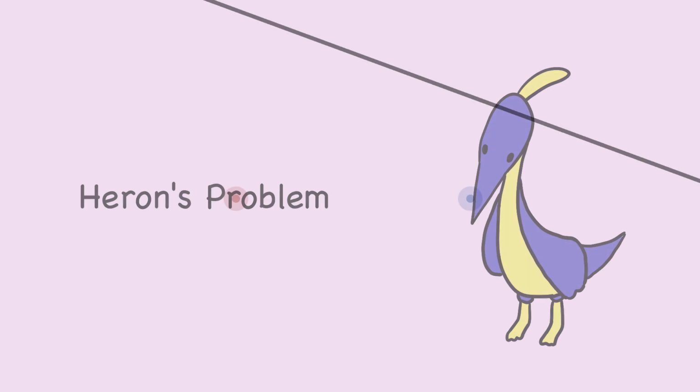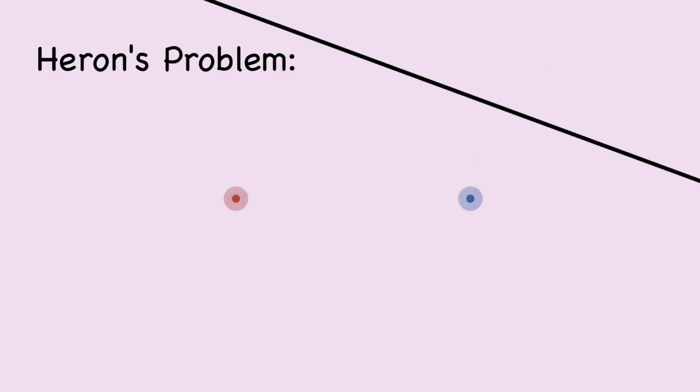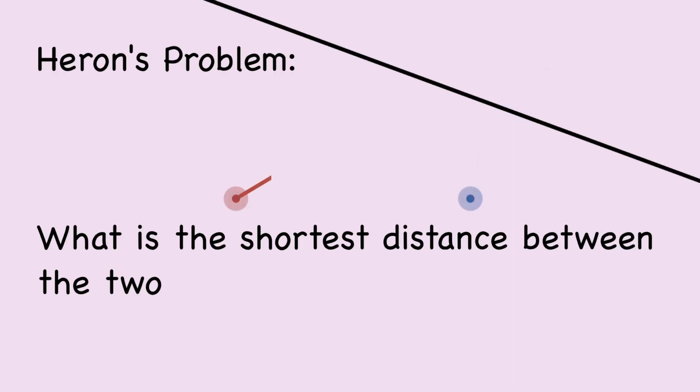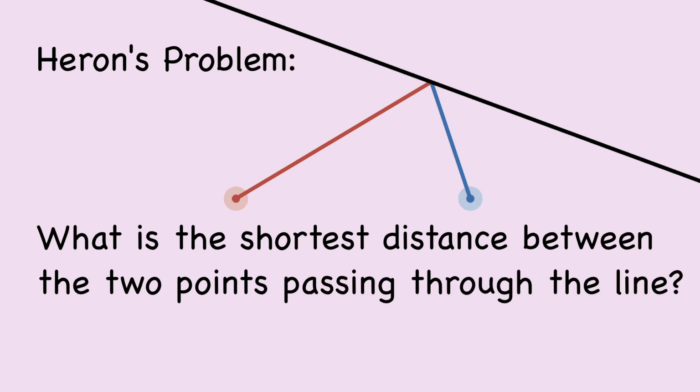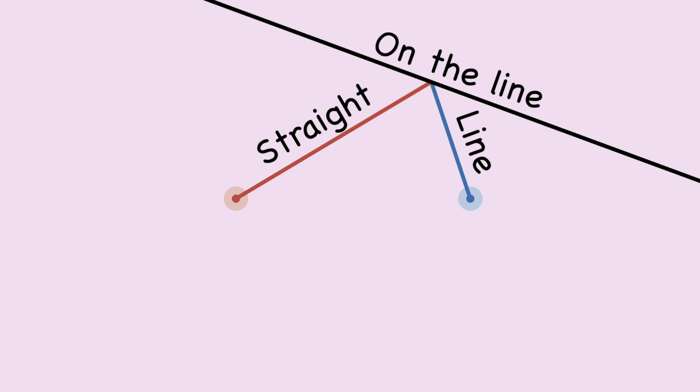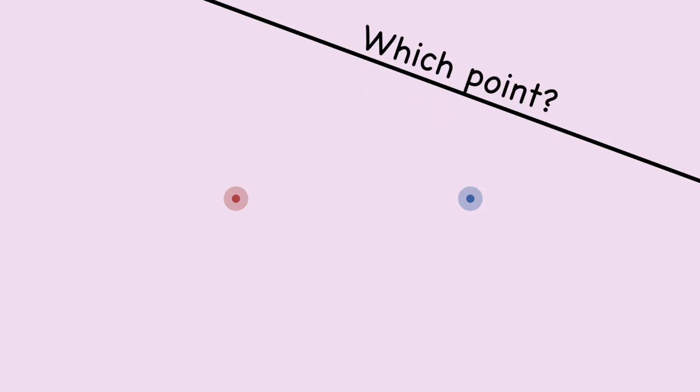Now we can finally move on to Heron's problem. Given 2 points and a line, Heron's problem asks, what is the shortest path between 2 points that also touches the line? For this problem, we need some even more clever work. We know that we'll want 2 line segments and a point because there has to be at least 1 point on the line, and the shortest distance between points is a straight line. But how do we know which point?